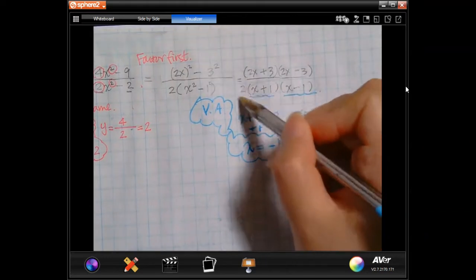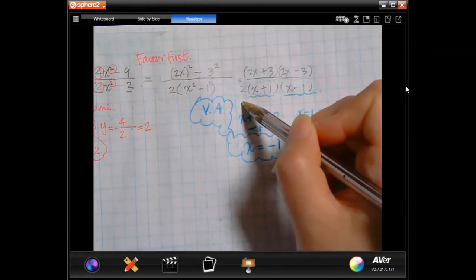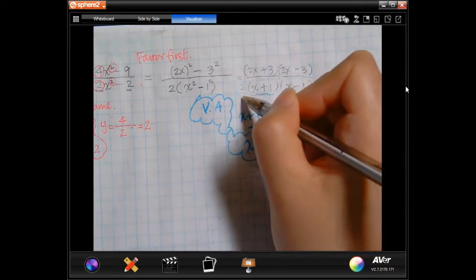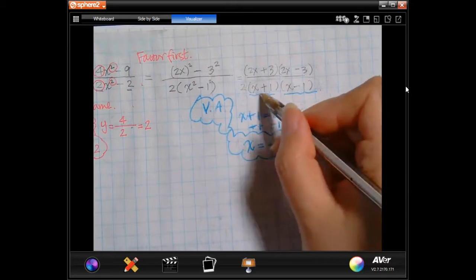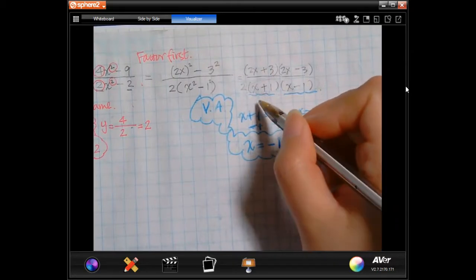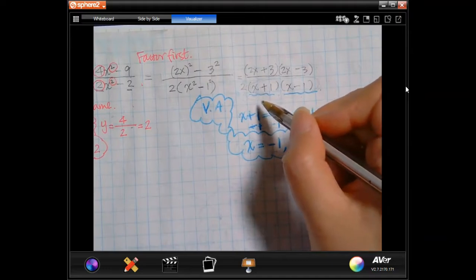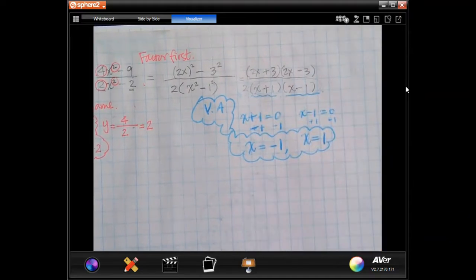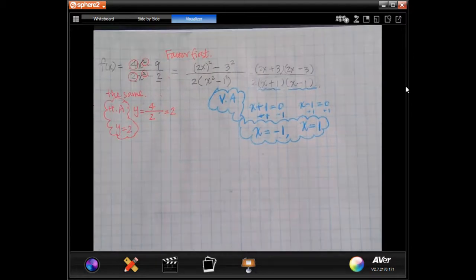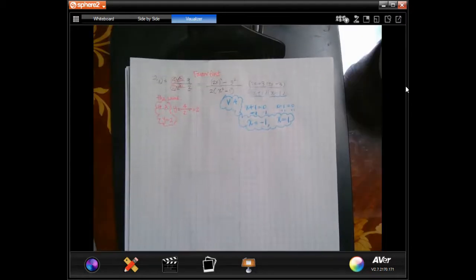Oh, 2 doesn't have any variable. Yeah, so there's no way for us to solve 2, but we need to solve the factor that includes the variable. Does that make sense? Yeah. Okay, so that was a good question.